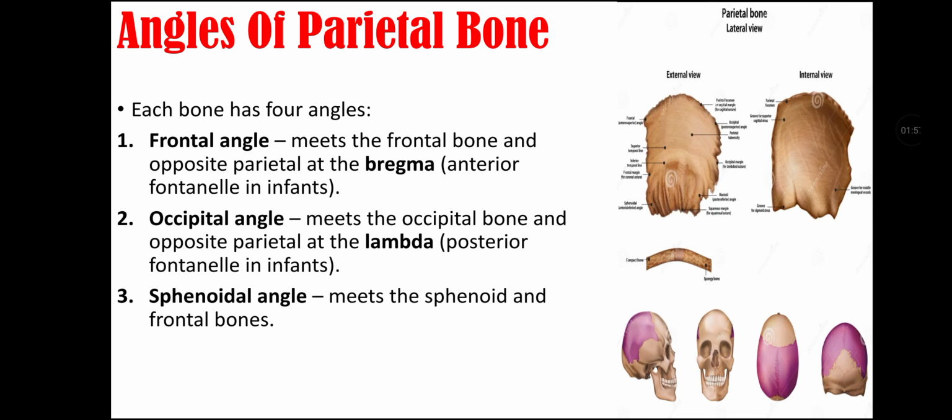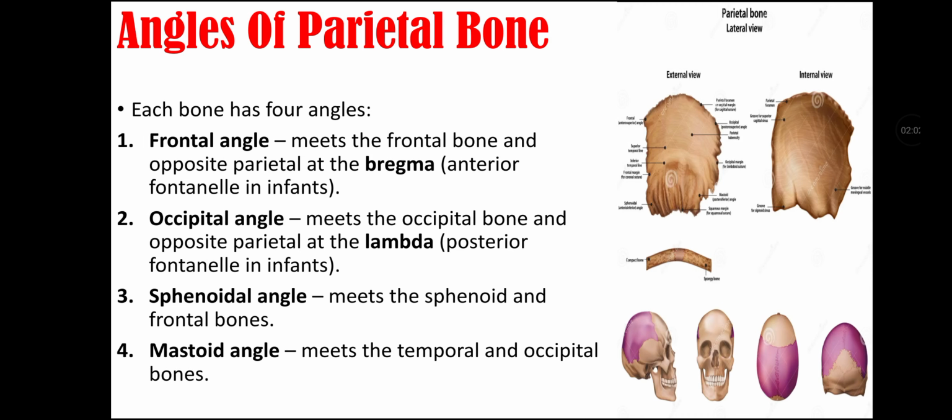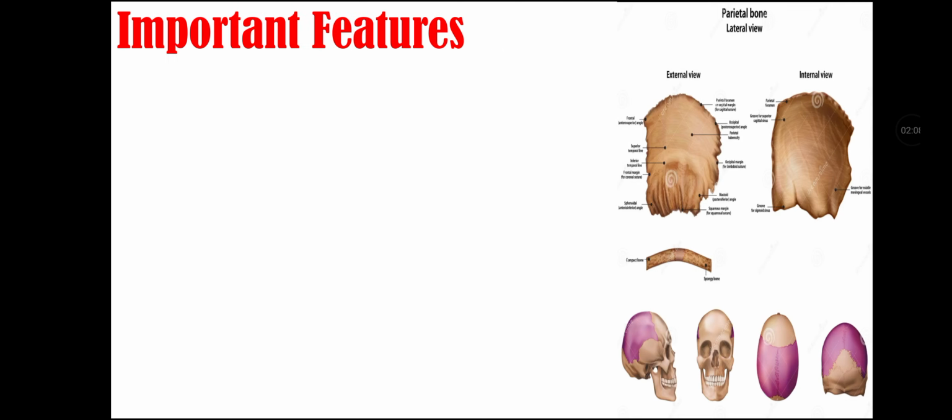Then we have the sphenoidal angle, where the parietal bone meets the sphenoid and frontal bone, and the mastoid angle, where the parietal bone meets the temporal and occipital bone.